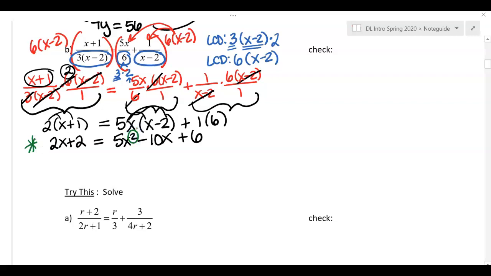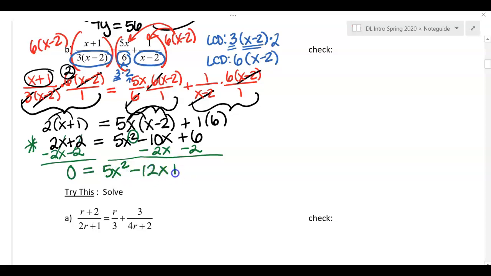So remember, for our quadratics, effective methods of solving them are quadratic formula and factoring. But we can't do any of those till we have it set equal to 0. So I'm going to try and move both of these terms and cancel them out, so I'll get a 0 on this side, which is fine as long as I do the same arithmetic on the other side of the equation. So I'm going to have 5x squared minus 12x plus 4.